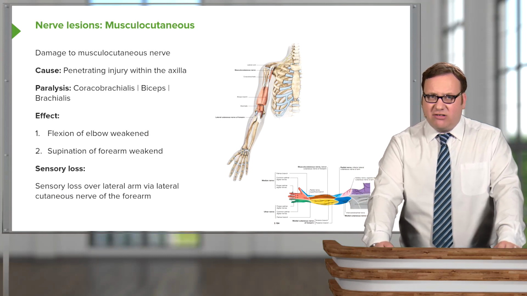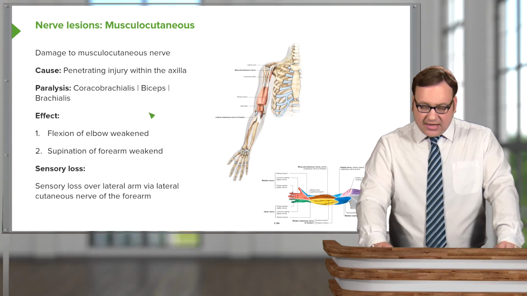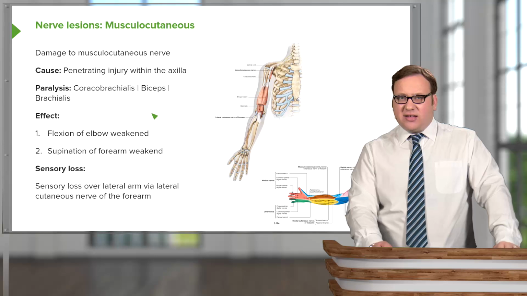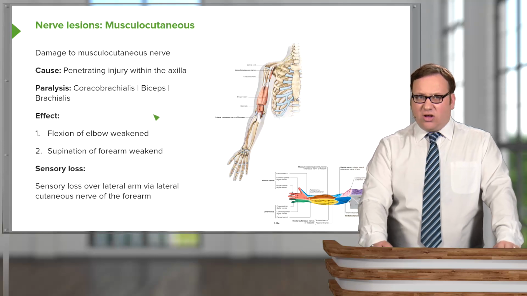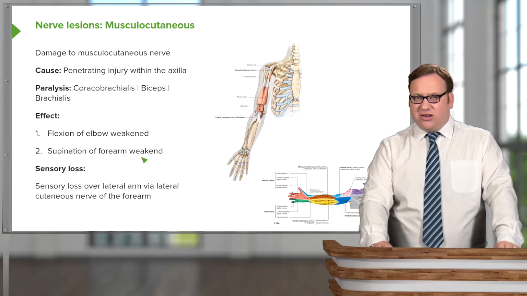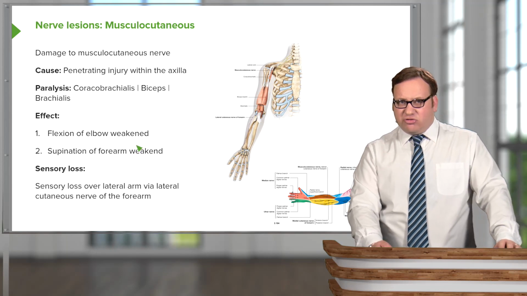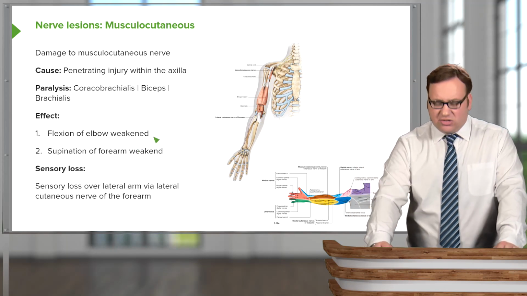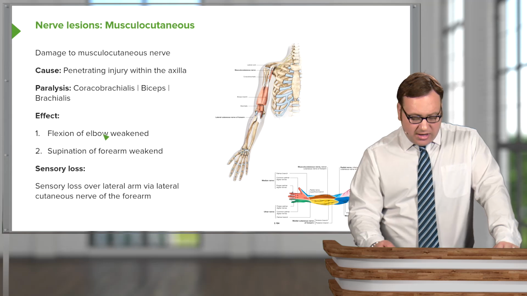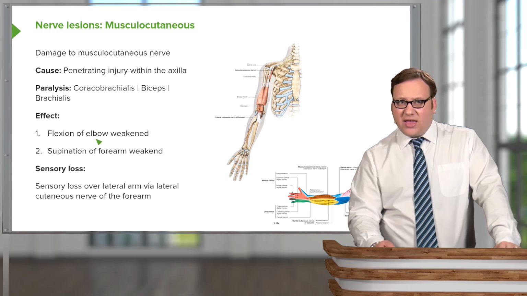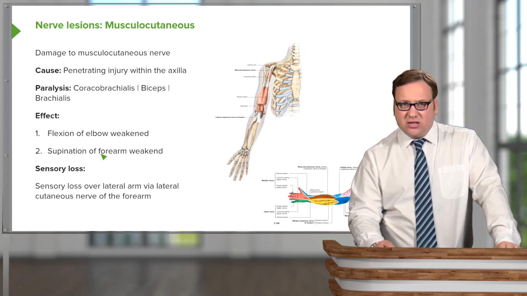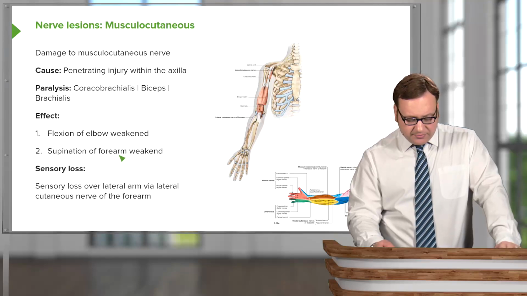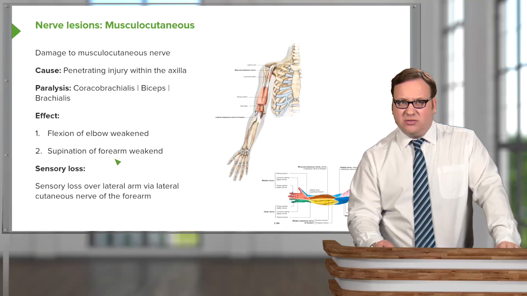If the musculocutaneous nerve is damaged, then these muscles are not going to have that innervation, so they will become paralyzed. The effect of that is, if you appreciate the effect of these muscles contracting on the elbow joint and on the radio-ulnar joints, then you can appreciate that damage to the musculocutaneous nerve will lead to weakened flexion at the elbow and also weakened supination of the forearm. So damage to the musculocutaneous nerve can lead to a weakening of the elbow flexion and a weakening of supination.